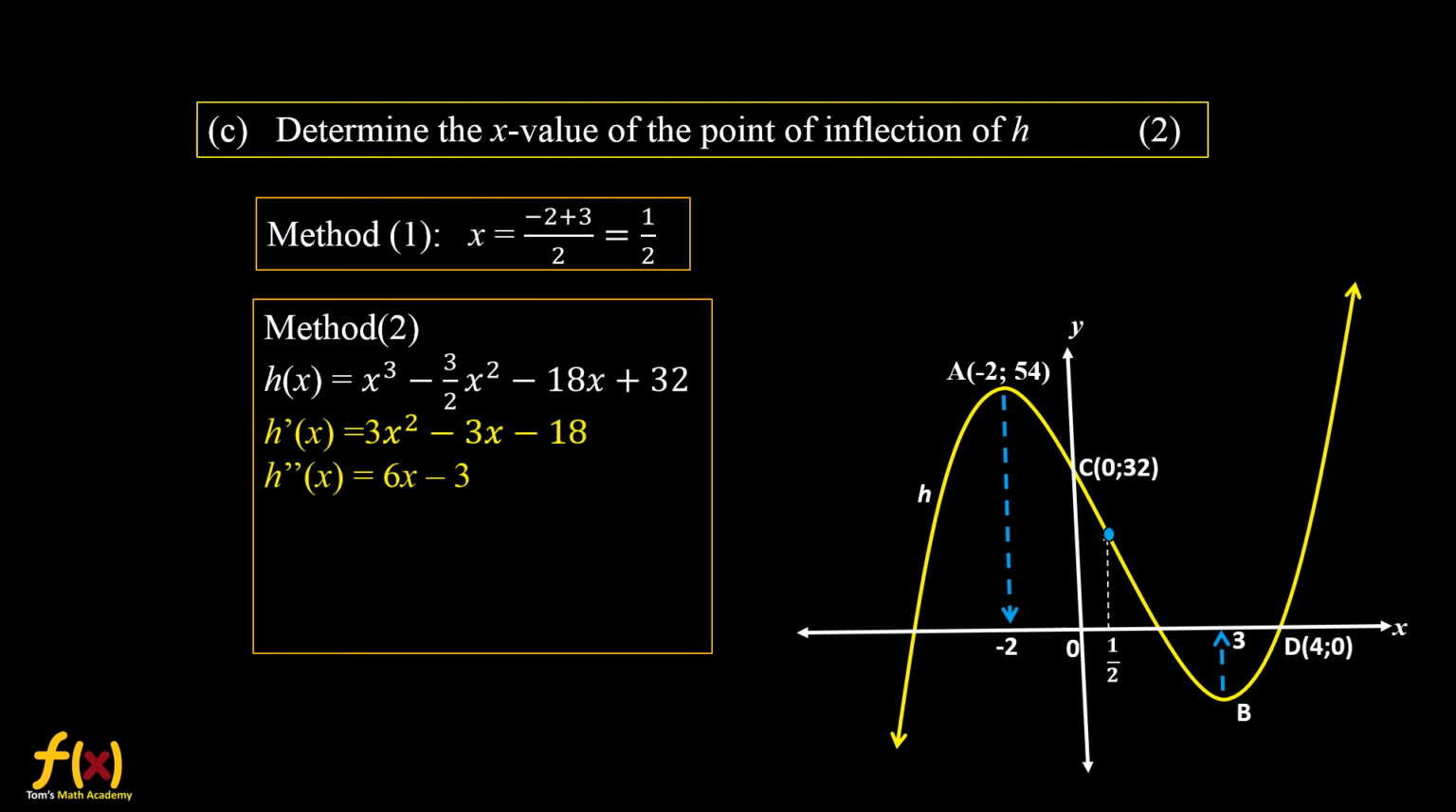And we must know that at the point of inflection, the second derivative is equal to 0. Okay. Therefore, 6x minus 3 equal to 0 and x equal to half. That is another method. You can do any method. It's only 2 marks.